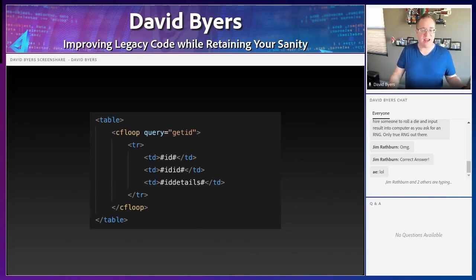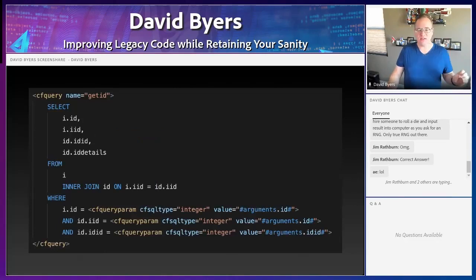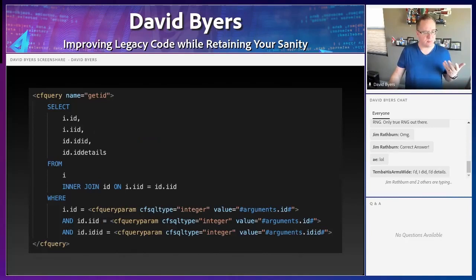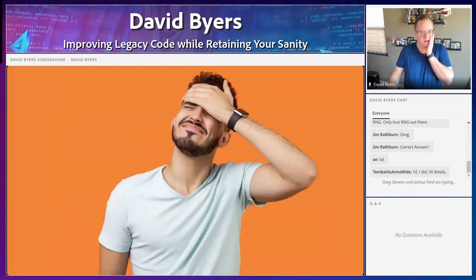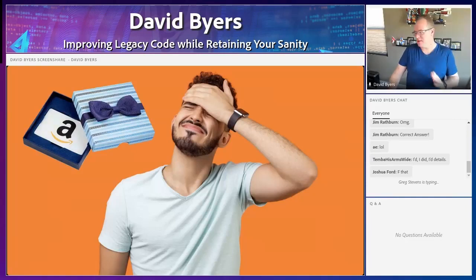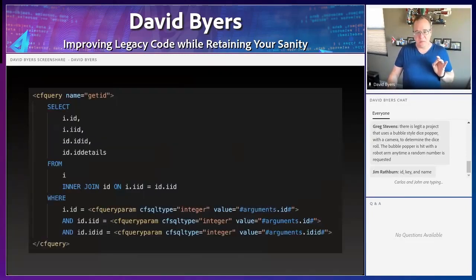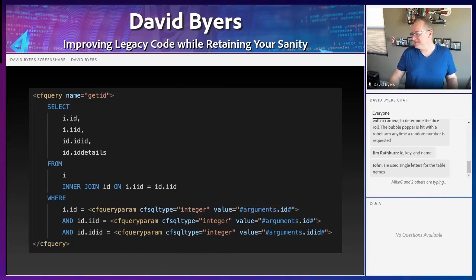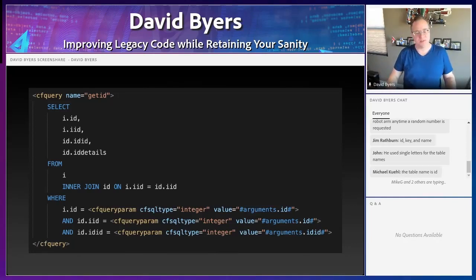So I go to track down this get ID query. And this is what I see, okay? Pretty straightforward select statement from, there's a where statement. And I don't understand what any of these variables are, but then I said, wait, and I made this face. And this is where the $100 Amazon gift card comes in. So I'm going to ask you this question, and the first person who answers it in chat and says what the problem is with this will win that $100 gift card. So I'm going to give it just a minute here. Bingo, John. He used single letters for the table names.